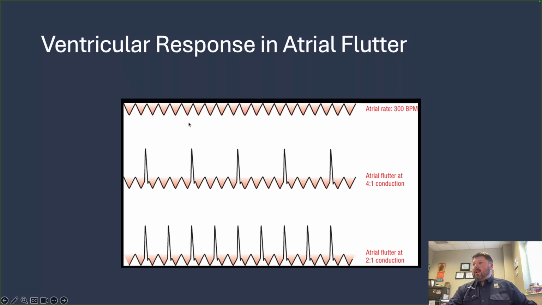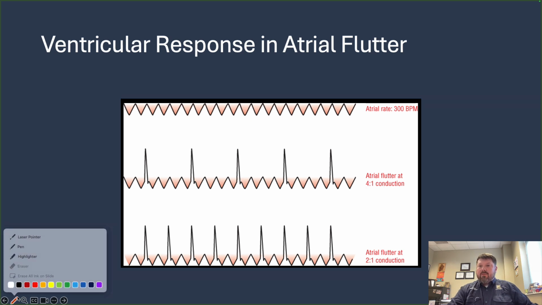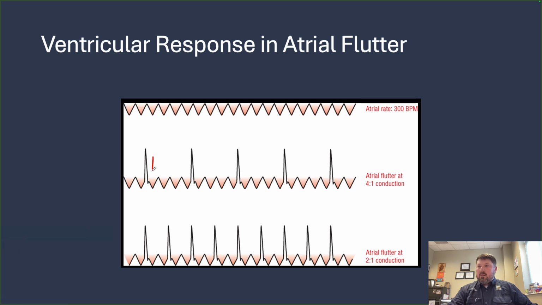So your atrial rate, this is an example of your ratios here. You've got your flutter waves that are going through. The atrial rate is 300. And then in this example, you've got a 4-to-1 conduction. So you've got 4 flutter waves to 1 ventricular conduction. Now the first one's hidden here, but it's 1, 2, 3, 4 to 1. A 2-to-1 conduction is the same thing, except you've only got 2 flutter waves to 1 ventricular conduction.